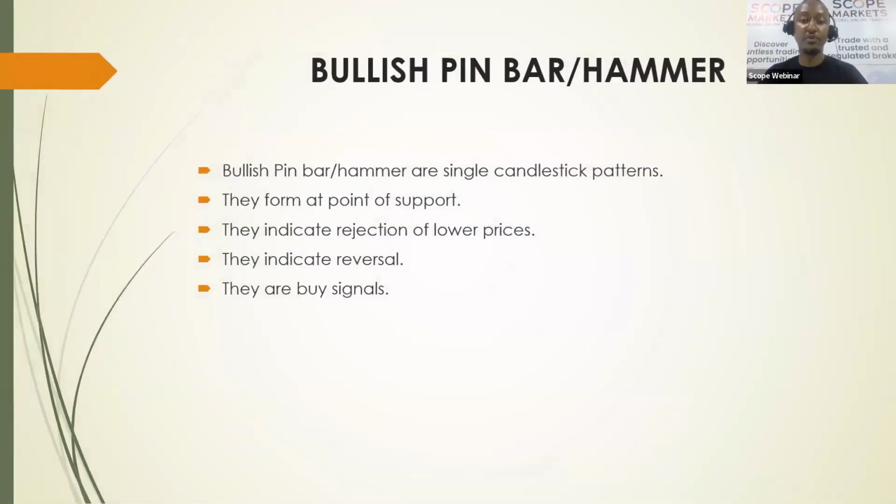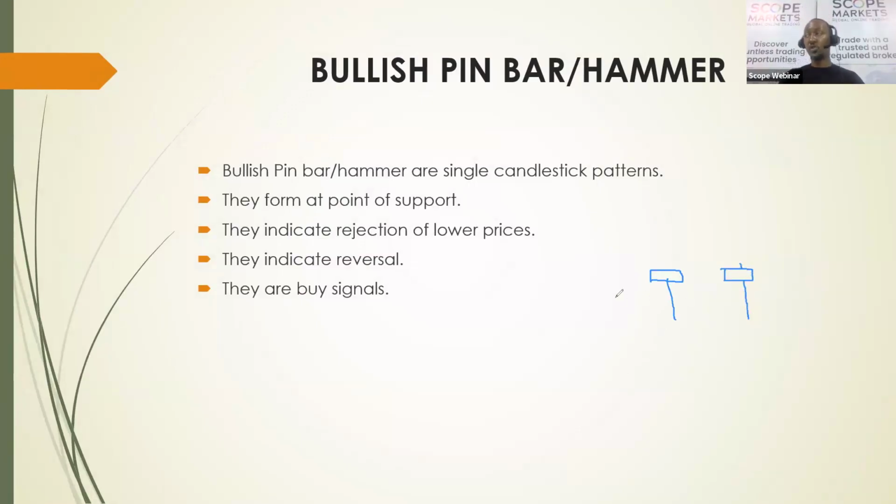Then we have the bullish pin bar, which is the opposite of the bearish pin bar. This is how the bullish pin bar looks. We have long lower wicks and a small body, or we can have a small body, a small upper wick, and then a long lower wick.